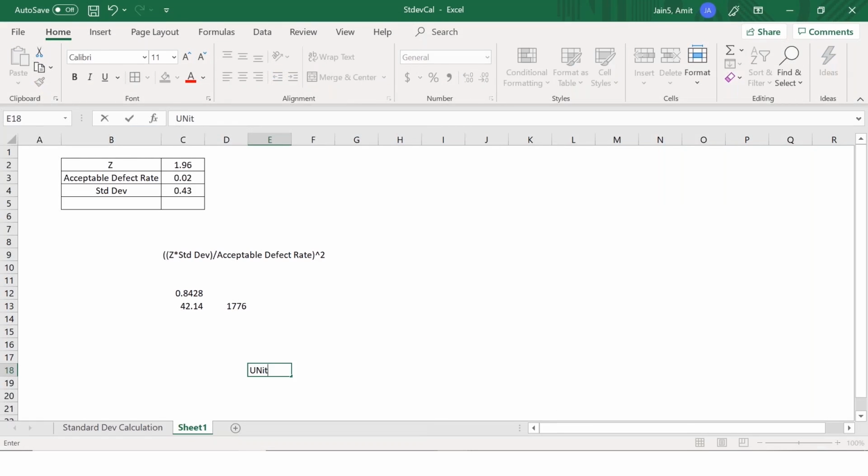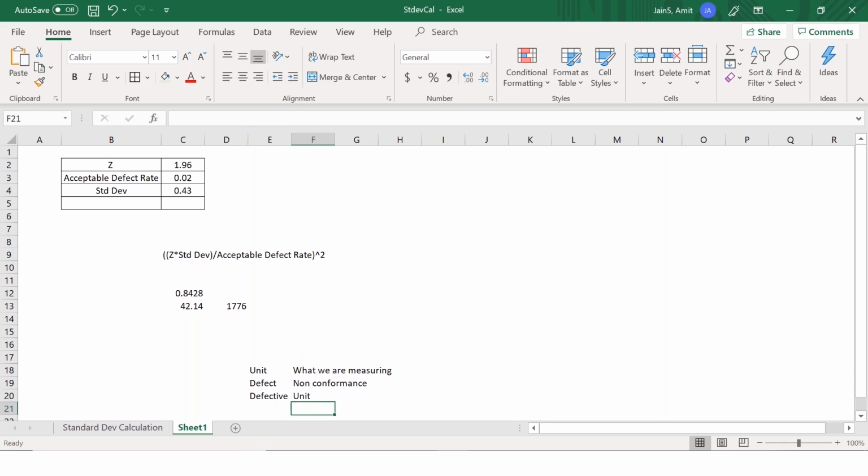So unit is what we are measuring. What is a defect? Defect is non-conformance. What is defective? If there is a defect, the entire unit becomes defective.